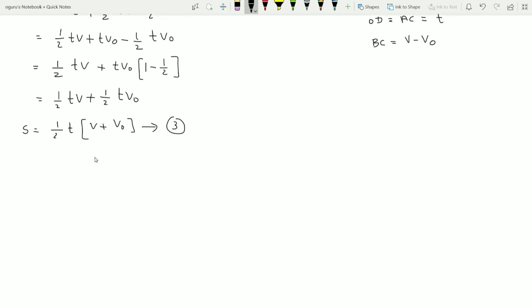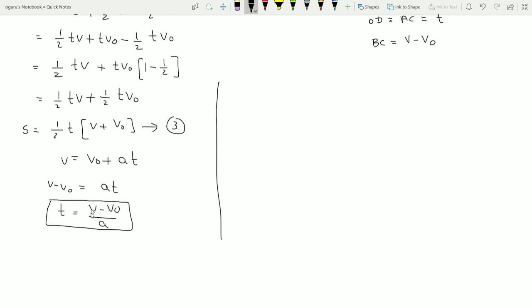Now we have already derived the first kinematic equation, that is V is equal to V naught plus AT. In this equation, V is the final velocity, V naught is the initial velocity, A is the acceleration, and T is the time. Now let us simplify this equation for the value of T. Take V naught to this side, it gives V minus V naught is equal to AT. Now T is equal to V minus V naught by A. Let us substitute the value of T in the third equation.